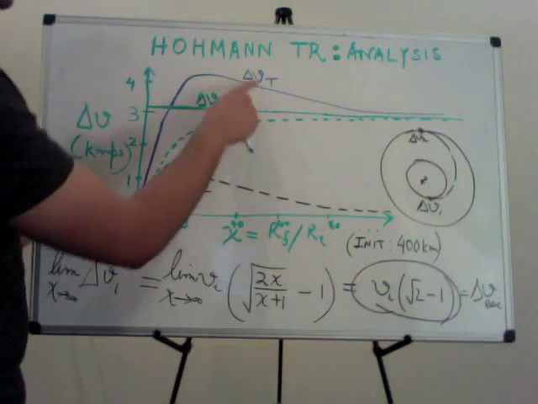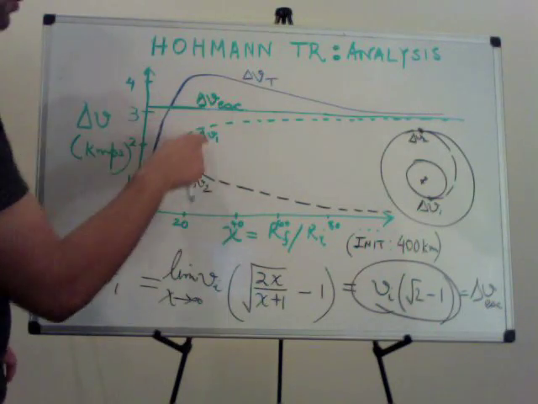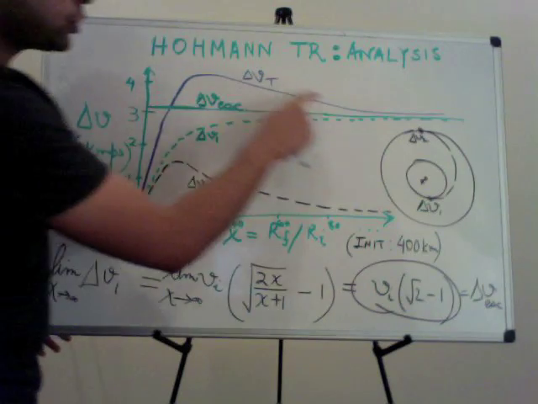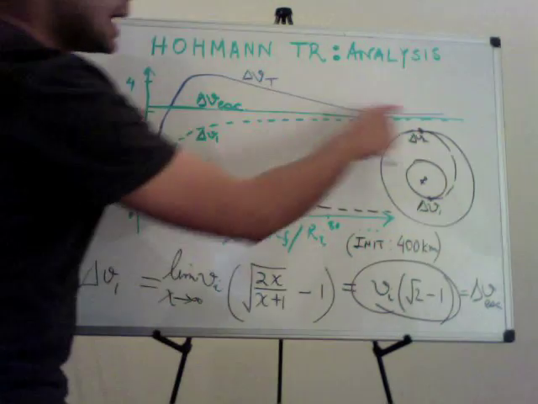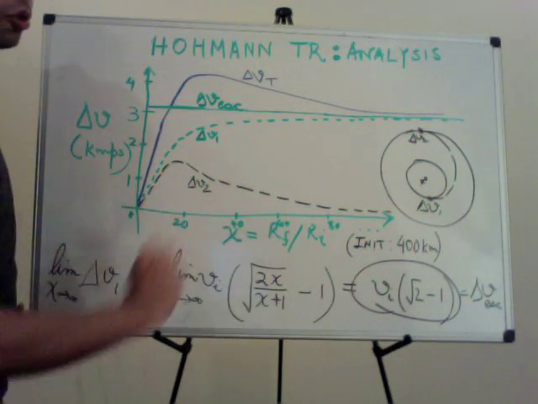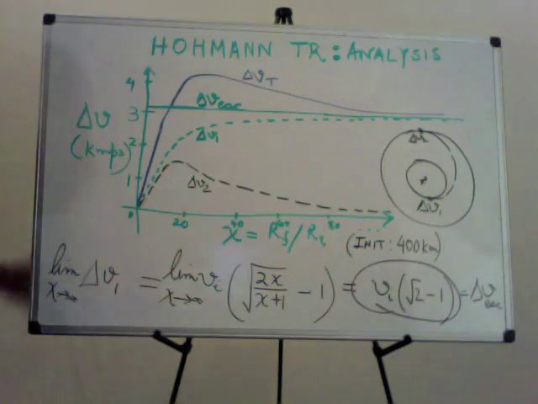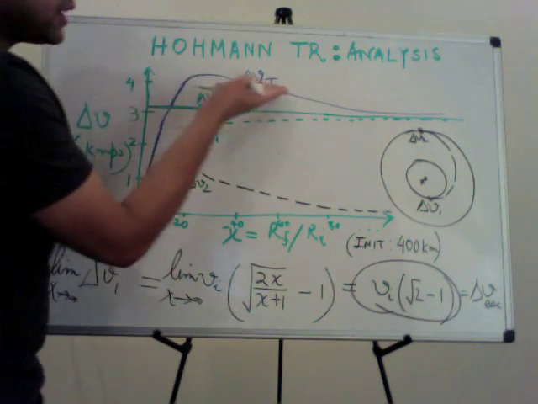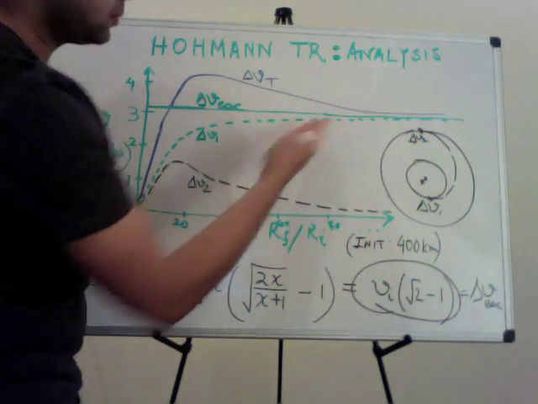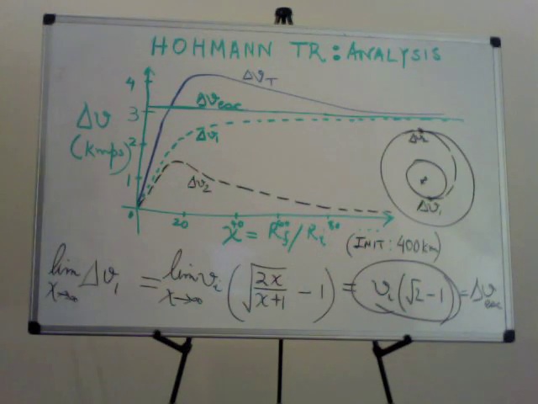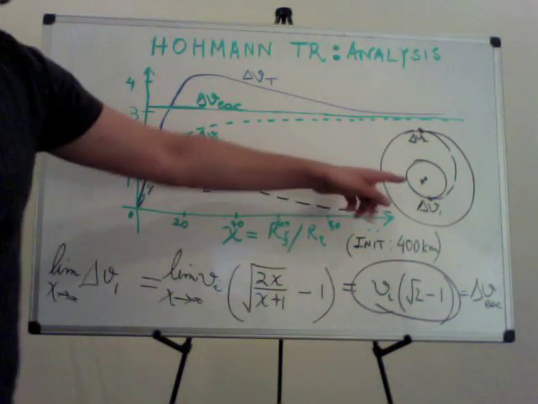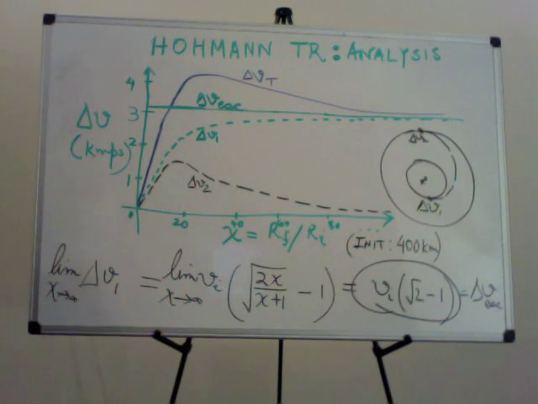And finally, the total delta V, which is the sum of delta V1 and delta V2, also flattens out at delta V escape because delta V2 goes to 0. So delta Vt at infinity is delta V1. Okay, but it reaches delta V escape from the top, not from the bottom, like delta V1 does. Okay, so this makes perfect sense and it gives you a nice feel for how the Hohmann transfer would look like as the final orbit expands and reaches all the way up to infinity.